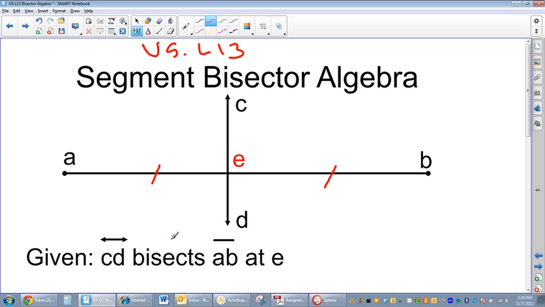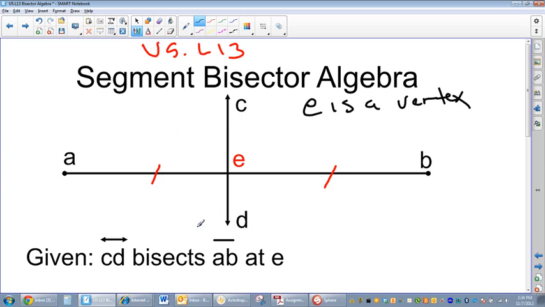Alright, so segment bisector algebra. As you continue to copy down those notes, go ahead and look at the diagram as drawn and tell me something about the diagram. So Jared, tell me something about that diagram. E, yeah, E is a vertex. So for instance, we have angle CED, angle BED, right? So it is a vertex for 4 different angles.